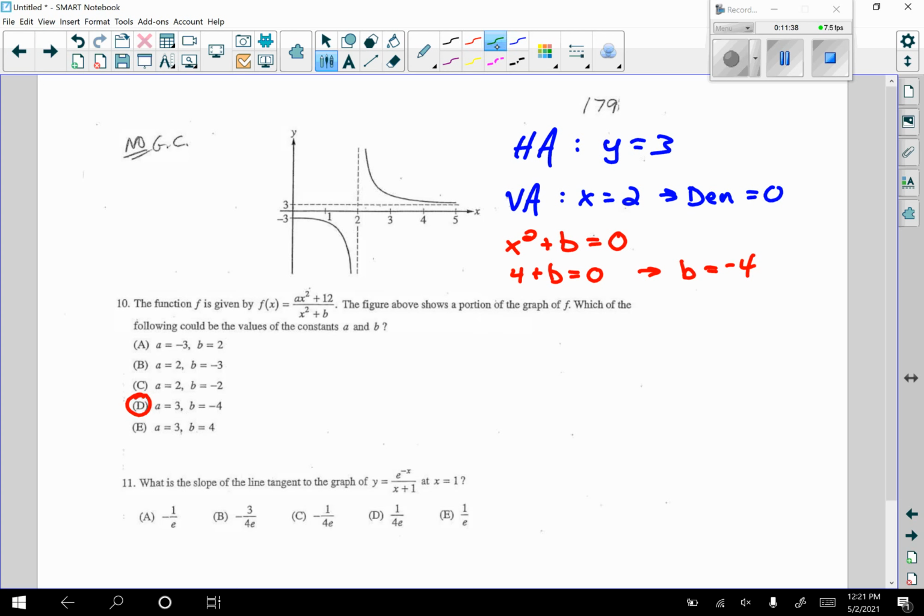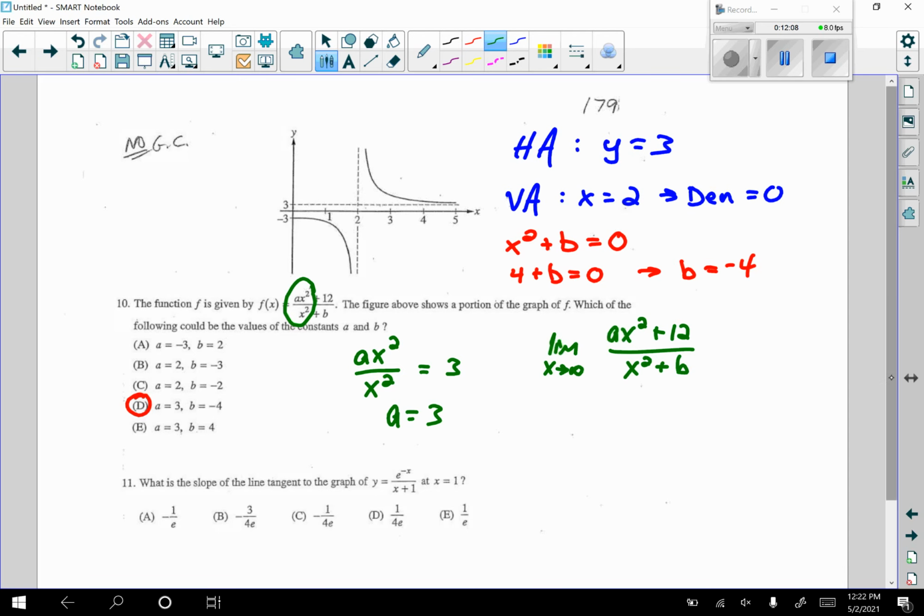Now the horizontal asymptote is going to help us out here. Notice the degrees of the numerator and denominator are the same. So that means if I took ax squared over x squared, I need to get a 3. So the x squares divide out, and that means a is equal to 3. In this particular case, we would really take the limit as x goes to infinity of ax squared plus 12 over x squared plus b. And you could divide everything here by x squared. But again, if the degrees are the same, we're just dividing the coefficients.